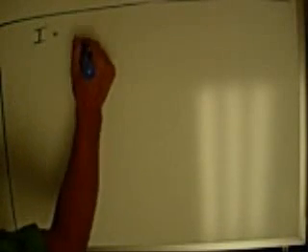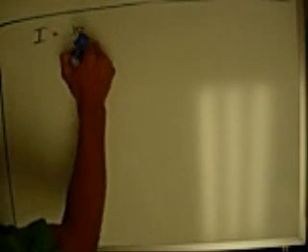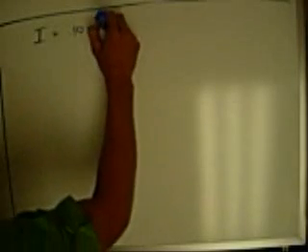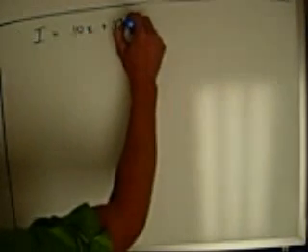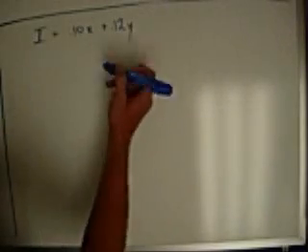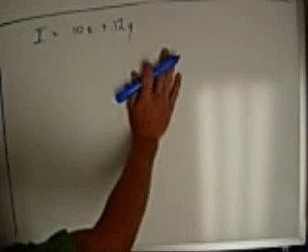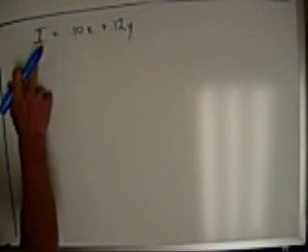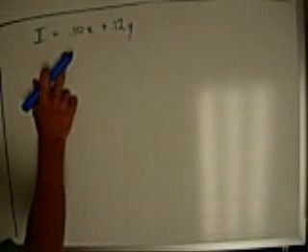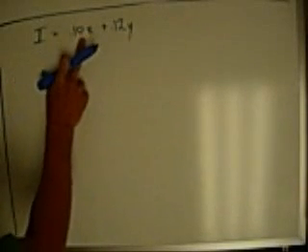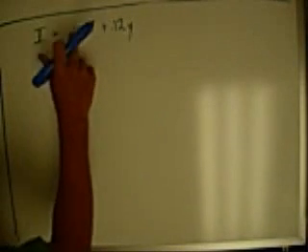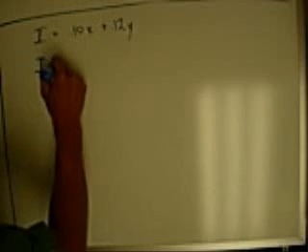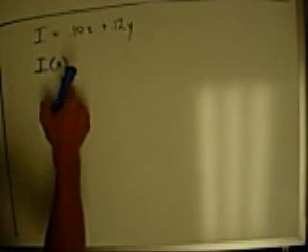The interest that I earn is going to be 10% times X, which is the money that I invested at 10%, plus 12% times Y, which is the money that I invested at 12%. That's the first equation that I'm going to come up with. Now what they want us to do is express the expected interest from both investments, that's here, in terms of the amount of money invested at 10%. So they want this in terms of X. So I need a function of X.